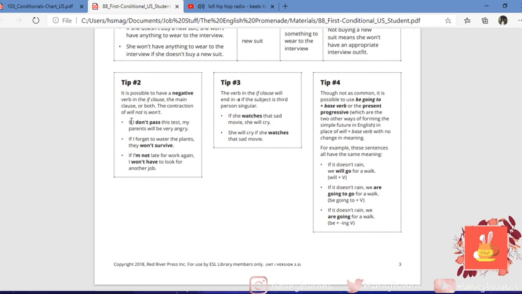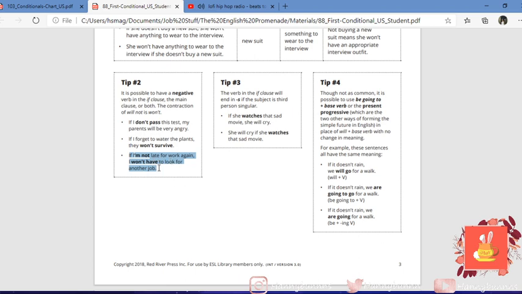So notice here, the negative usually shows up in one part of the sentence. If it's at the front, then: if I don't pass this test, my parents will be very angry. So "will be" shows that there will be a consequence. If I forget to water the plants, they won't survive. This sentence comes off as positive in the if clause only because there's no "not" word there, but it's presented in the main clause. However, this last one is a tricky one. I personally don't like this because it's called a double negative. If I'm not late for work again, I won't have to look for another job.